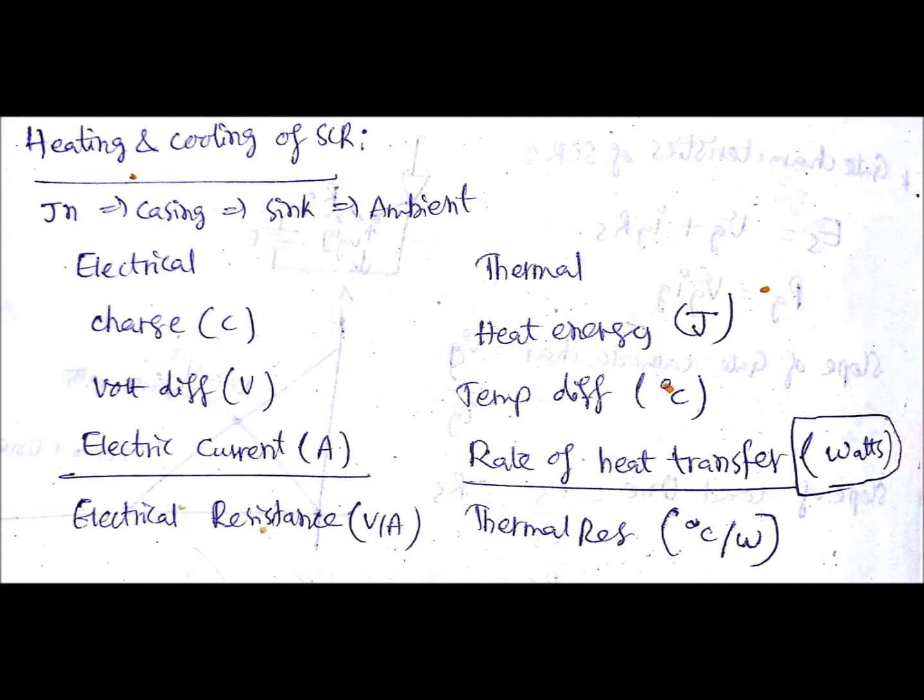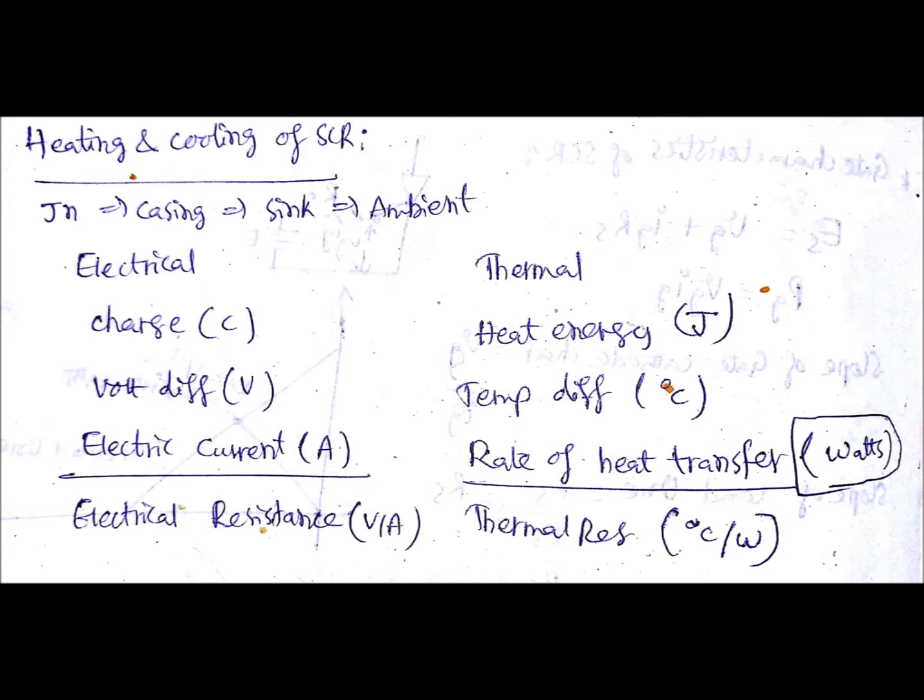The last topic in protection, that is heating and cooling of SCR. The junction is the middle part. Then comes the casing. Then above that we have heat sink. Above that we have ambient, that is environment, where the SCR has been kept, right? The order is starting from junction, then casing, then sink, then ambient.